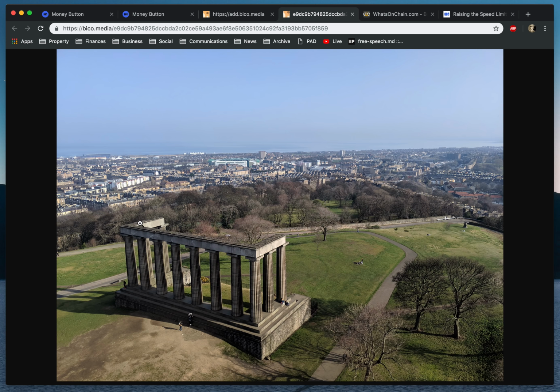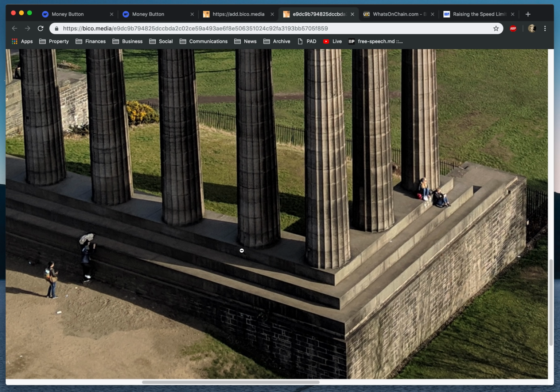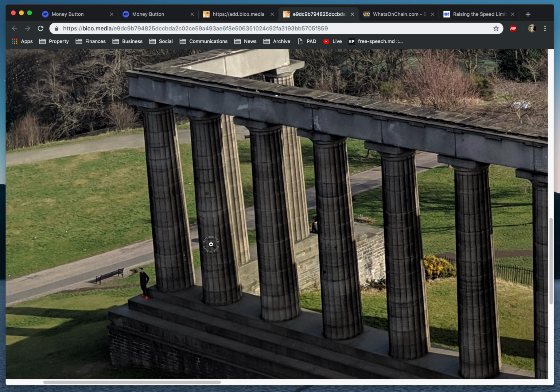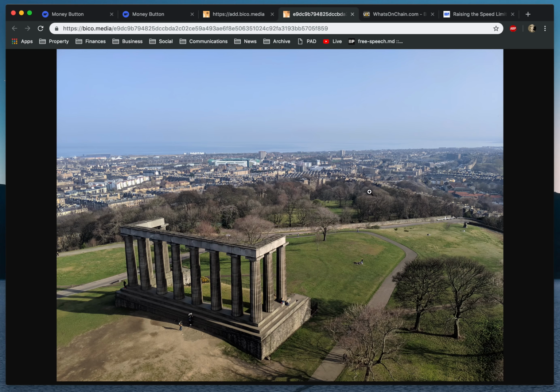See if you can know where in the world this is. What does that look like? Where is this place? This reminds me of Greece, but it's not Greece. It's definitely not Greece. Okay, well that's it.